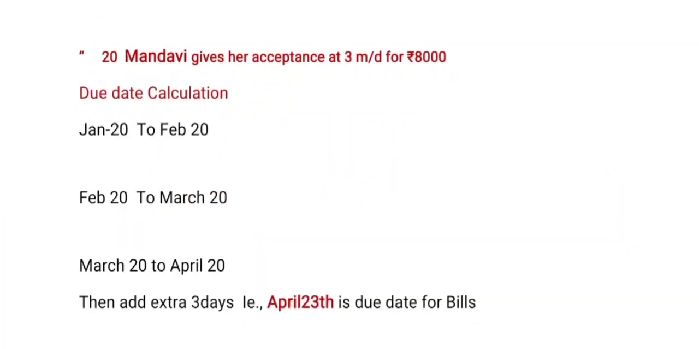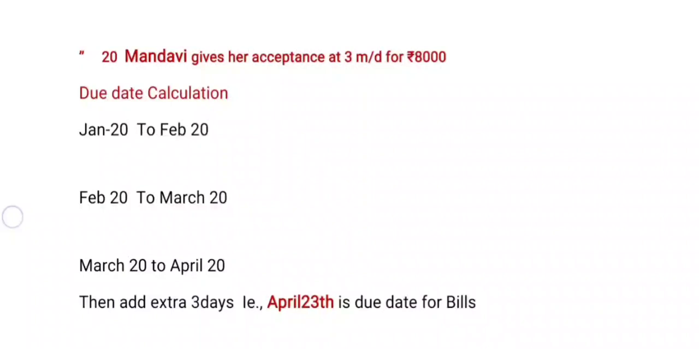Here the working note for this particular transaction, that is 20. Mandavi gives her acceptance at 3 months for rupees. Here the due date is calculated in the following steps: Jan 20 to Feb 20, it is 1 month. Feb 20 to March 20, it is 2 months. Then March 20 to April 20, it is 3 months. Now add the grace period of the bill, it is 3 days. It is April 23rd, the due date of this particular bill.